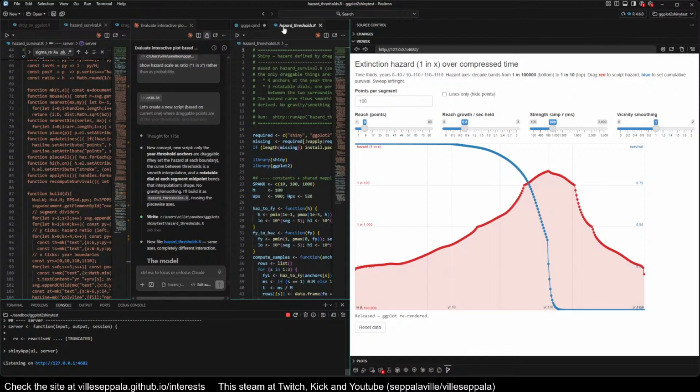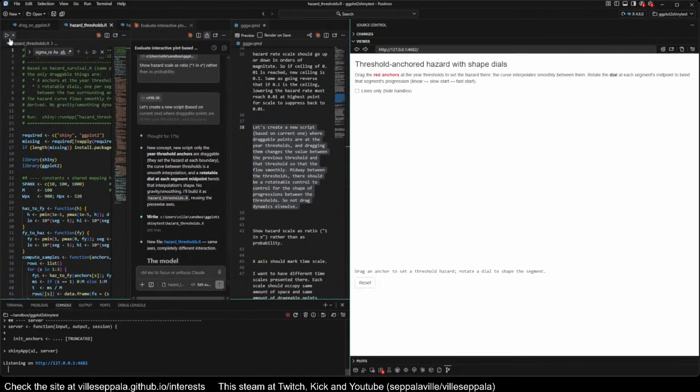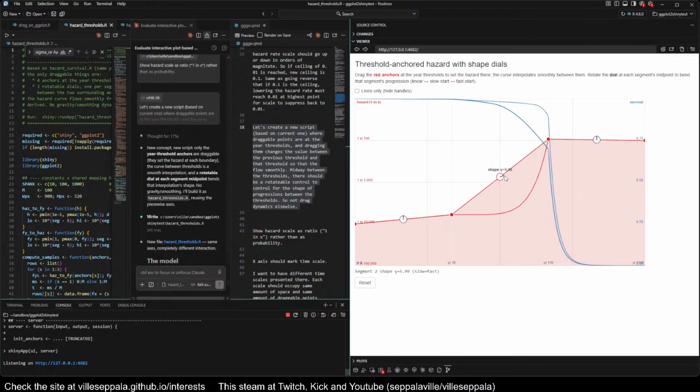Okay. Again, I'm super interested to see what it has come up with. Yeah, this is pretty much exactly what I was thinking about. Yes. Wow. I don't know if it works now with.